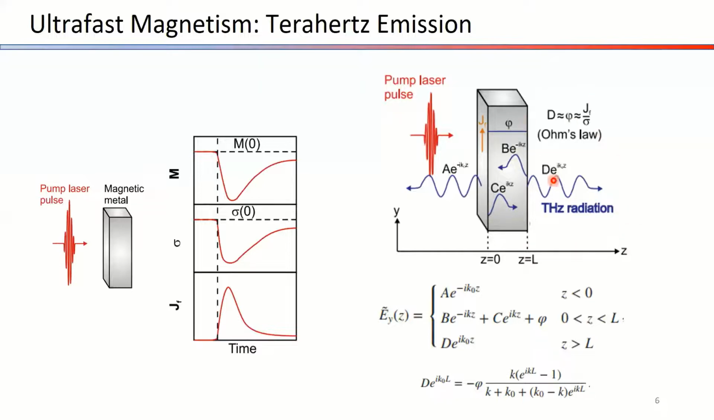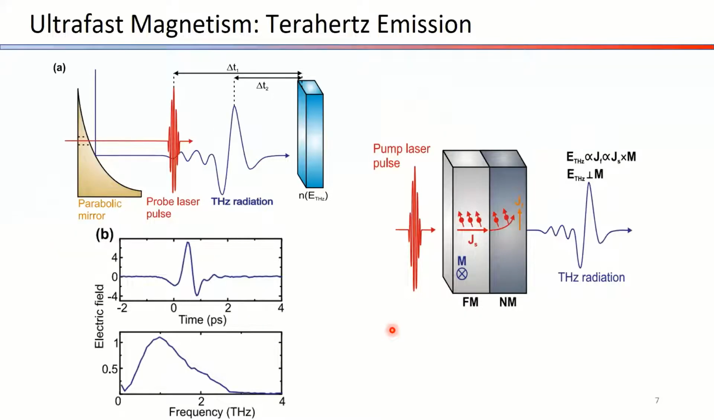So we can see the amplitude is related to Ohm's law, so we can get the conductivity of the materials with this Ohm's law. So here is the equation, by considering the boundary condition, then you can get this kind of emission of the pump laser pulse.